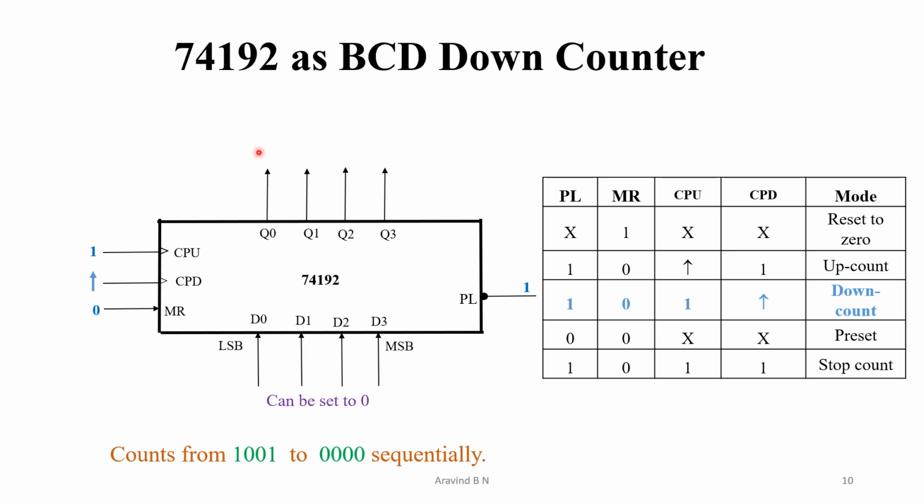Then these are the outputs. Again here, the data lines D0 to D3 may be connected, and you can keep them at any value because it is not going to bother us, or you can keep them as open circuit, no connection at all for these lines. In this case, it is now going to take the values from 1001 up to 0000 in a sequential manner.